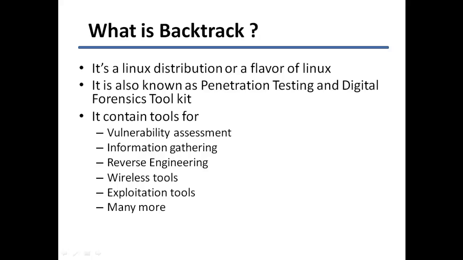We can use it as a complete toolkit for hacking purposes, and it is actually an asset for a hacker. When you are using a normal Linux, then you're going to have to install all of these tools individually.